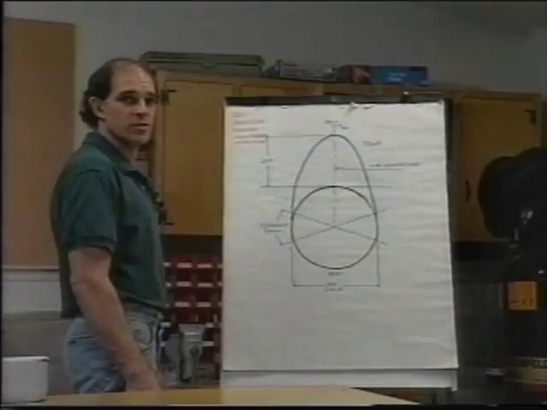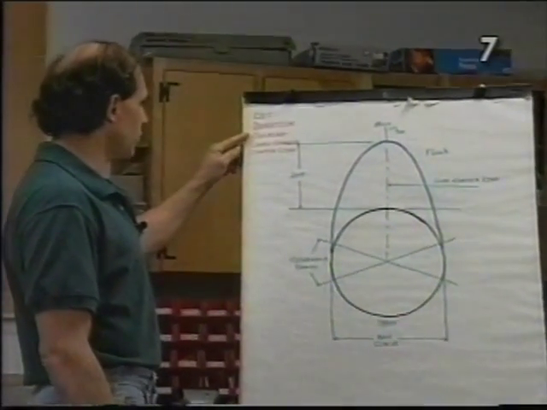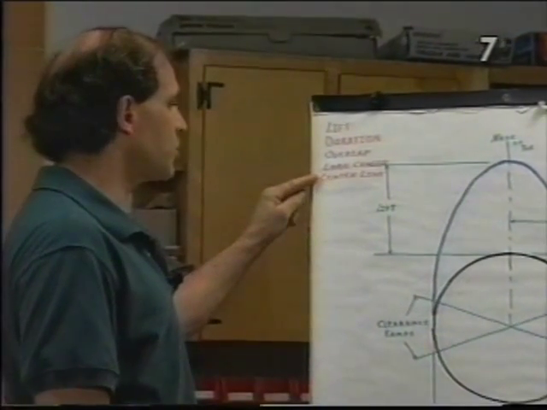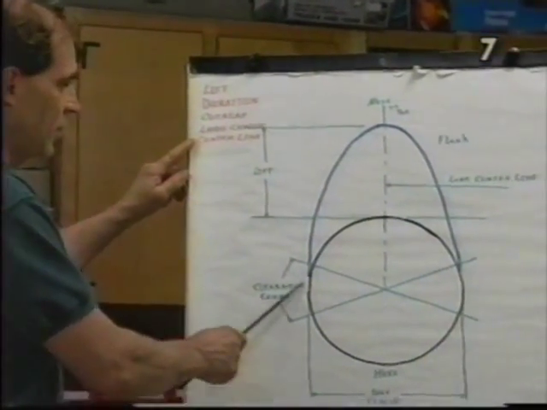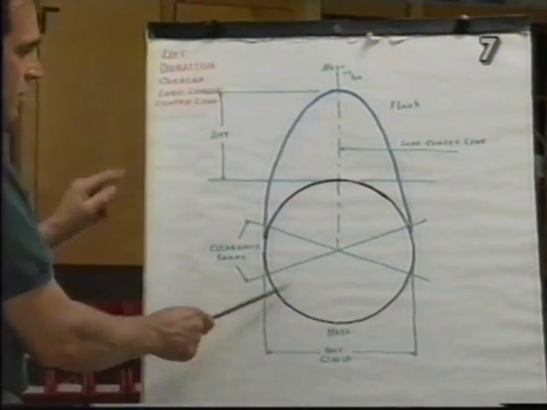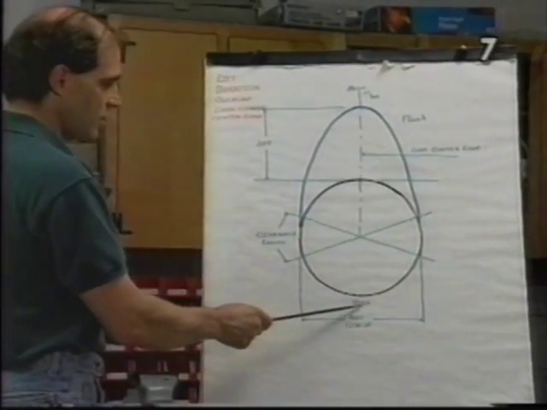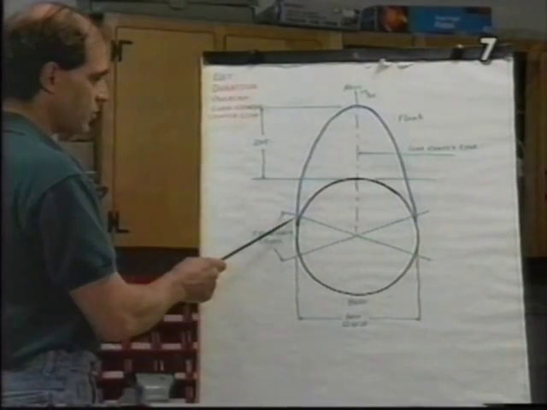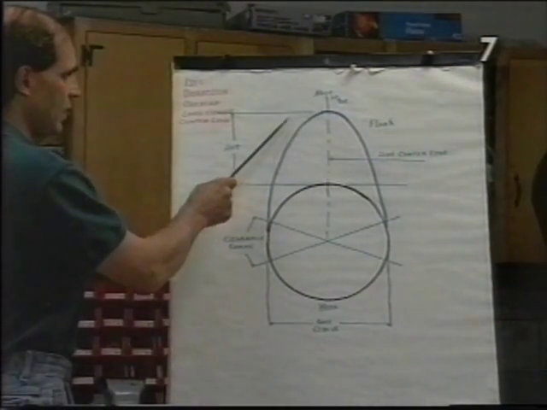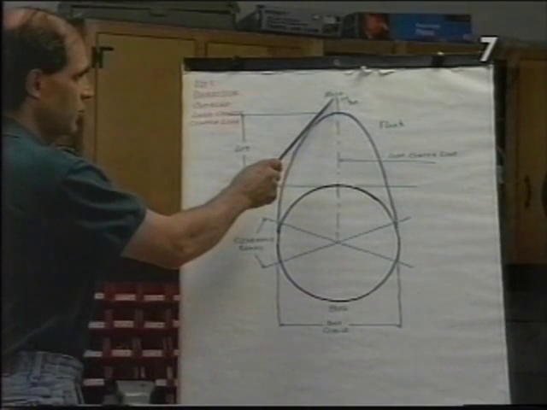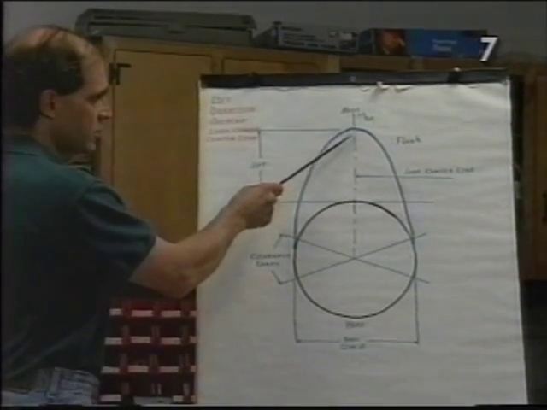The basic parameters of camshaft design are the lift, duration, overlap, lobe center, and lobe center line. We will explain these as we go through our example of a camshaft lobe. The camshaft lobe consists of the base circle, the heel, clearance ramps, the lift area of the cam, which is known as a flank, the nose or toe, which is the highest point of lift, and your lobe center line.